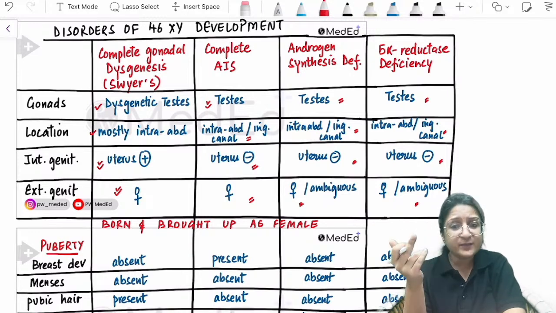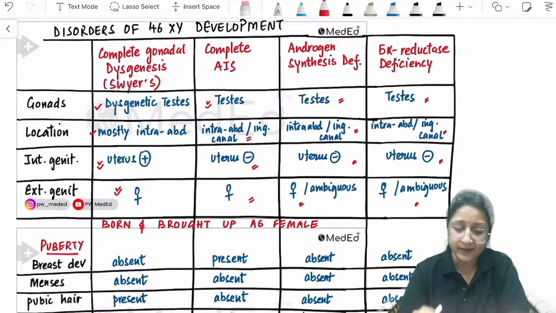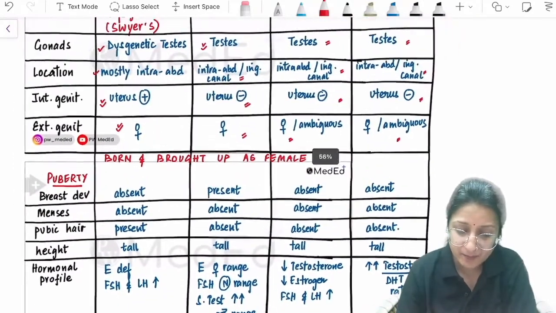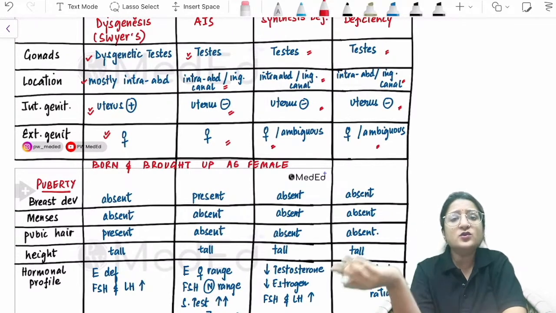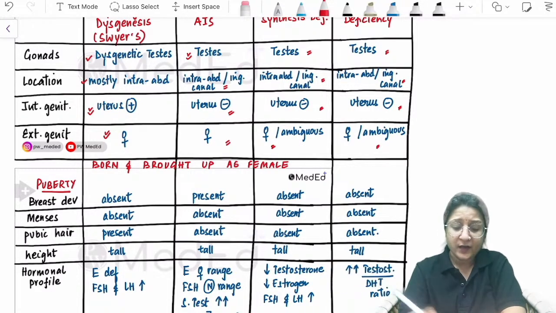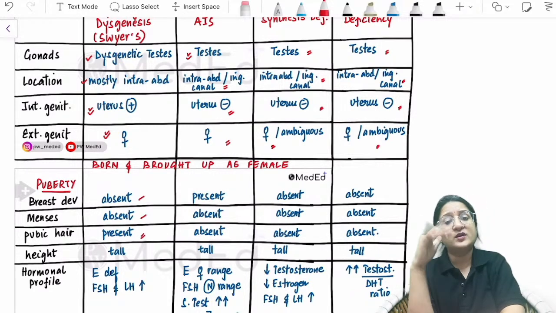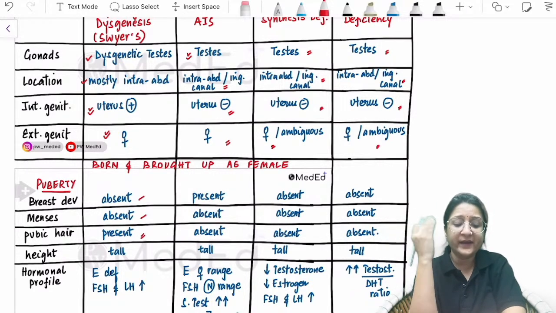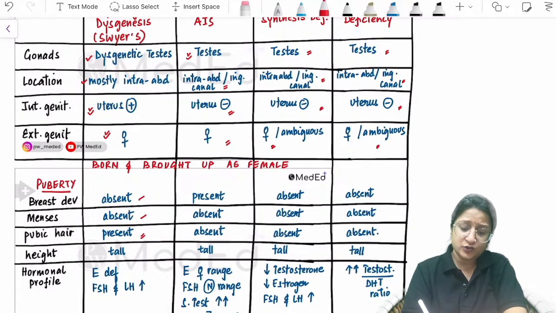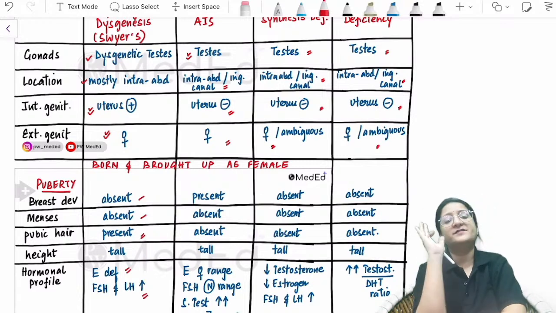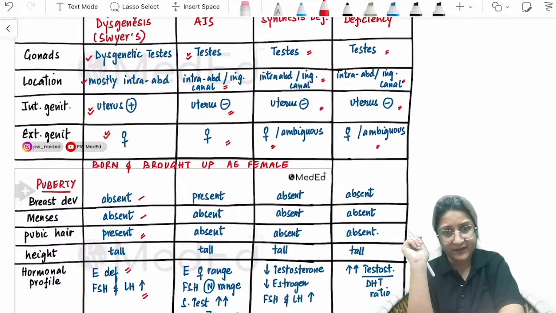In puberty, what are we expecting? That the girl should develop secondary sexual characteristics and start to menstruate. What will happen? Breast development in gonadal dysgenesis like Swyer's: there's no source of estrogen. So breast development absent, menses absent, but pubic hair are present because of production from adrenal glands. Height is tall, estrogen deficiency is there. Because of estrogen deficiency, FSH and LH levels are elevated.